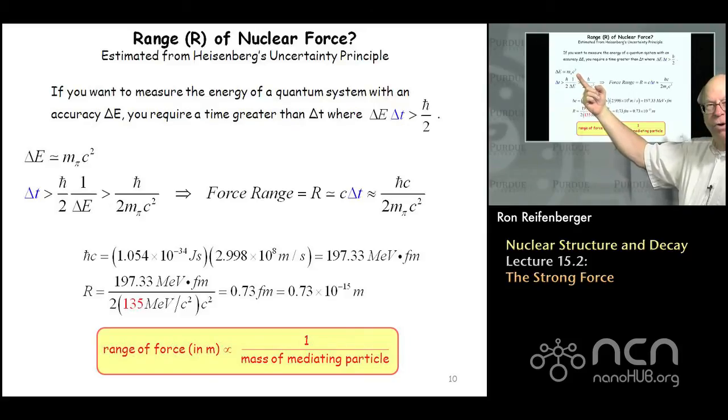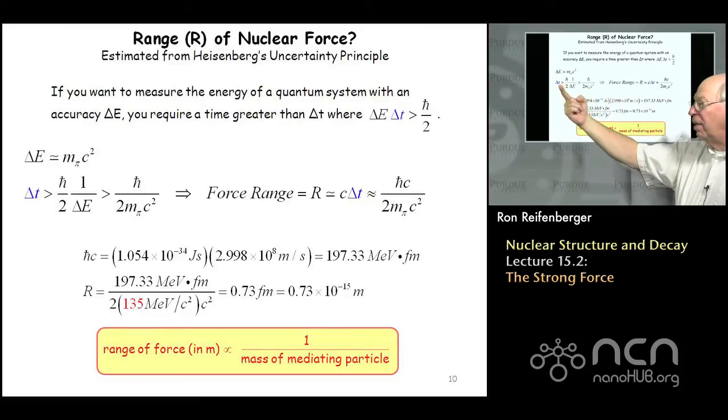In the case of a proton-proton or proton-neutron interaction, that would be the mass of these pions, right? So the energy uncertainty is associated with that mass, m sub p times c squared. That gives you a time interval, delta t, and that time interval turns out to be just h bar over 2 times the mass of the pion times c squared.